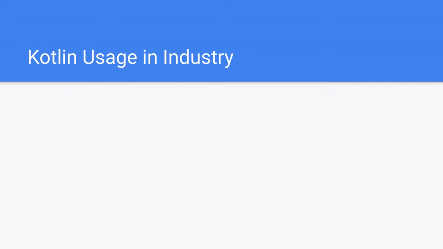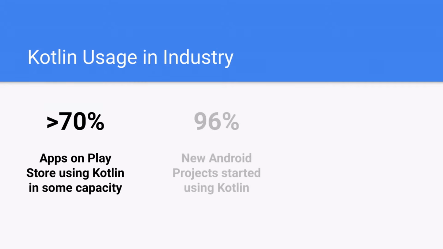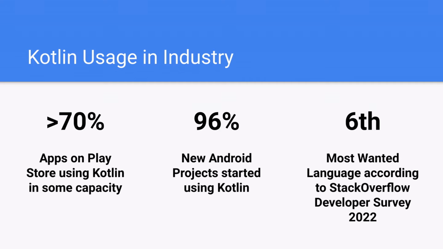Now, let's talk about how much Kotlin is used in the industry. Looking at some stats, more than 70% of apps on the Play Store use Kotlin in some capacity. This is representative of the top 1000 apps that people download. 96% of the new Android projects are started using Kotlin, and Java is used in very few projects where the developers are not familiar with Kotlin or they have some specific use case which Kotlin cannot fulfill, which is very rare in most cases. It is the sixth most wanted language according to the Stack Overflow Developer Survey. That means developers want to work with Kotlin a lot.